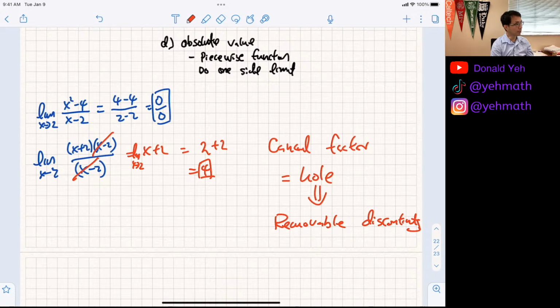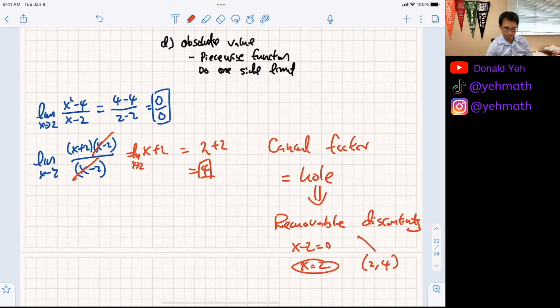Removable discontinuity. So anytime you have a canceled factor, there's a removable discontinuity. You take that canceled factor equal to 0. So let's say x minus 2 equals 0, even though you canceled it, x equals 2. So 2 is where the removable discontinuity is. The 4 is the coordinate. So 2 comma 4 is the removable discontinuity because if we find the limit, that's going to be the output. The output is going to be the hole. The x equal to 2, y value equal to 4, that's where the hole is located.